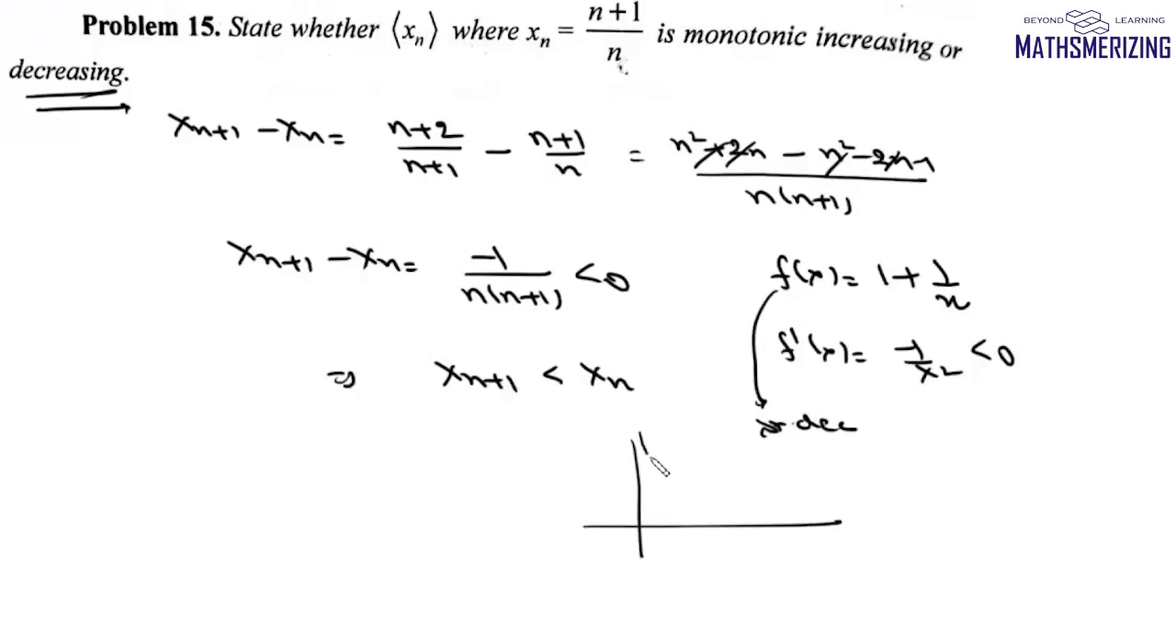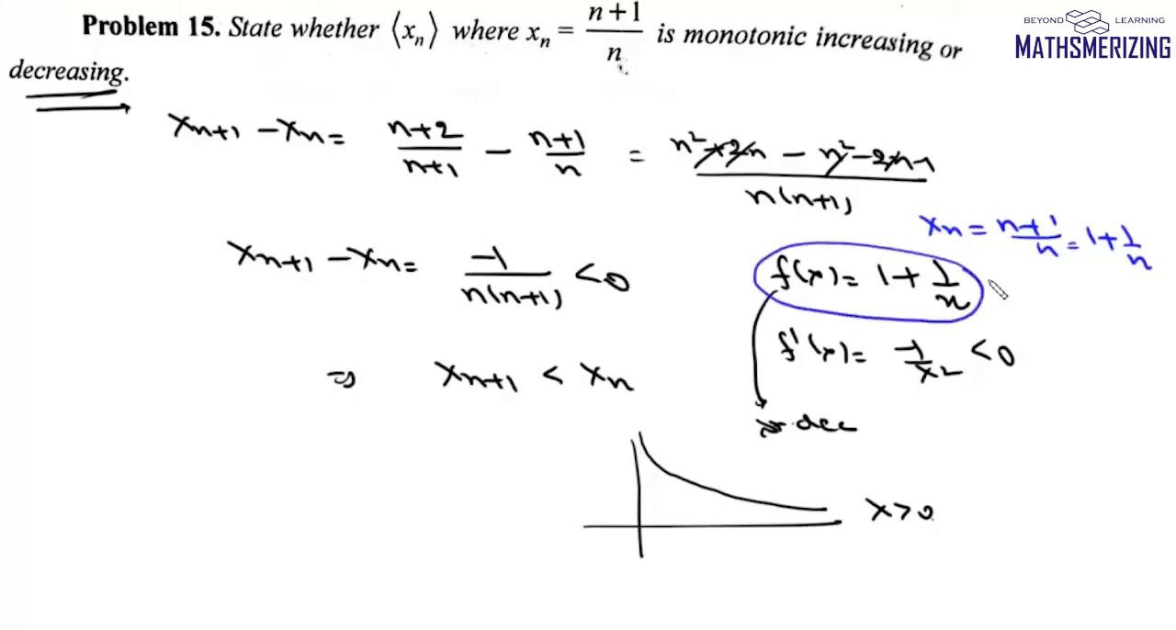So if we plot the graph of this function, it will be strictly decreasing when x is greater than 0. Now, if we look at the sequence xn, which is n plus 1 by n, it is nothing but 1 plus 1 by n. That is, it is the same function only defined for natural numbers. So if we consider the value of this function at natural numbers, then this function is strictly decreasing for natural numbers also. So this xn is monotonic decreasing.